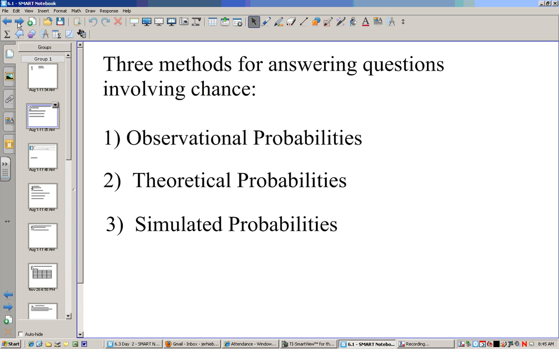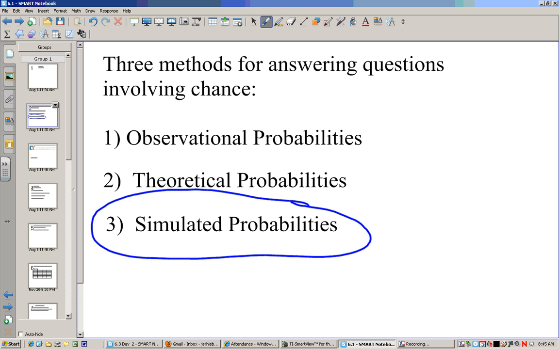We can look at observational probabilities. That's looking at data that's already occurred and trying to predict the future off of that. There's theoretical probabilities. And finally, there's simulated probabilities. Today, we're going to focus on figuring out how to simulate probabilities and how to predict the future based on that.